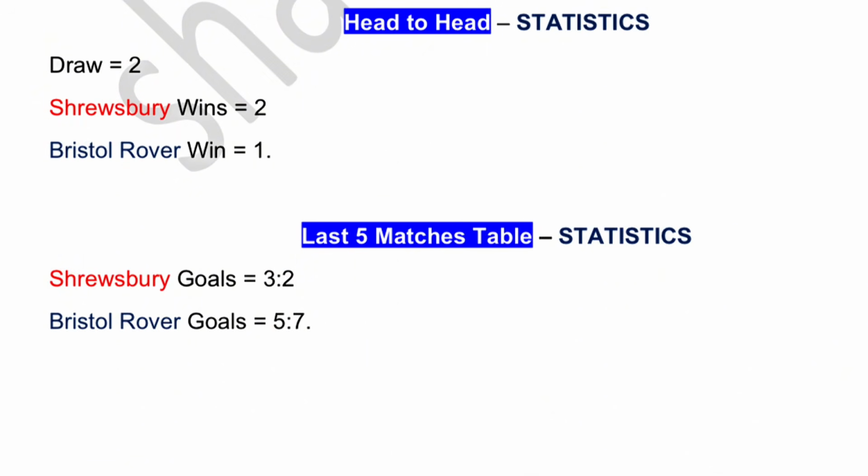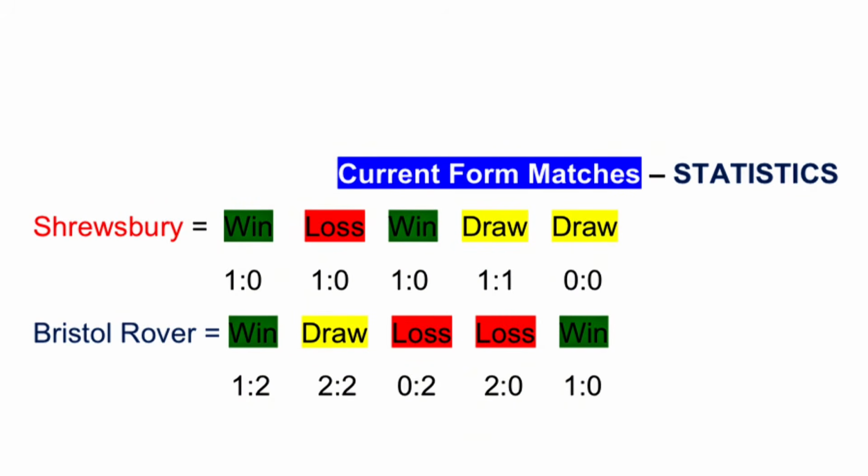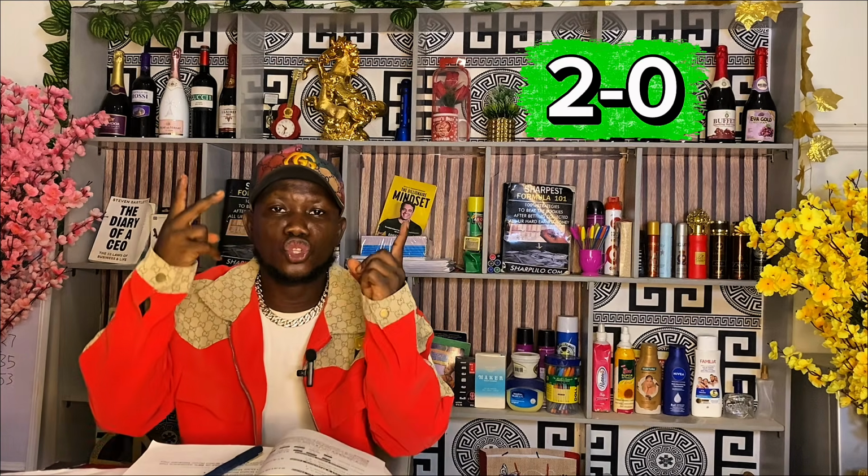Now last 5 matches table, Strawberry has 3 goals, 2 concede. Bristol Rovers has 5 goals, 7 concede. Now to current form, Strawberry win, lose, win, draw, draw. Bristol Rovers win, draw, lose, win. Now these 2 teams show they can play correct score of 2-0, 2-1 and 2-2. But how can we know the particular team that can win?